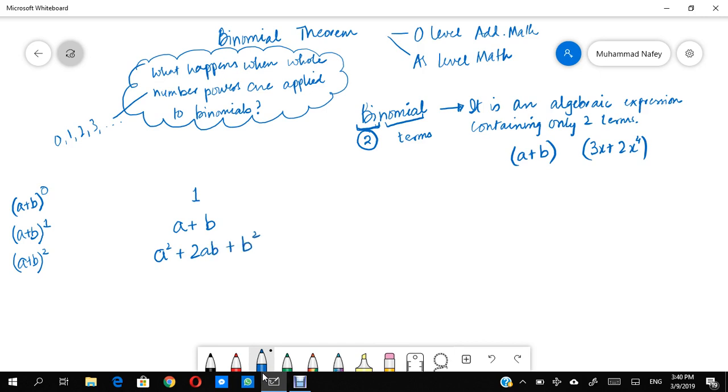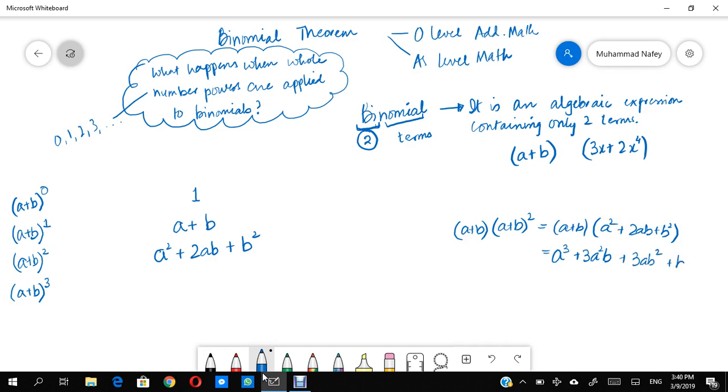Plus b squared. Now let's move on with another power, a plus b whole cubed. So a plus b whole cubed is actually a plus b times a plus b whole squared, which is a plus b times a squared plus 2ab plus b squared. You can do the working and you will obtain a cubed plus 3a squared b plus 3ab squared plus b cubed. So I'll write this down here.